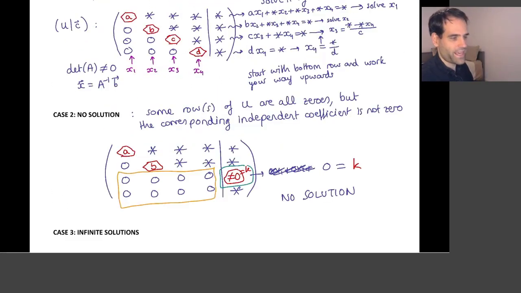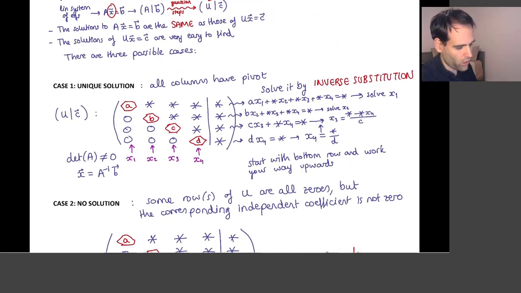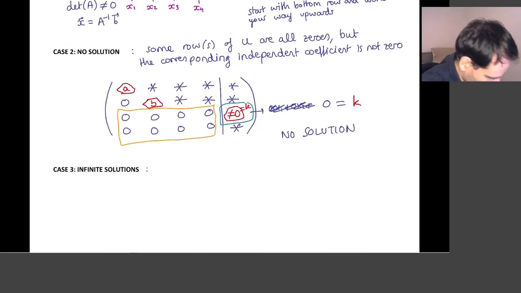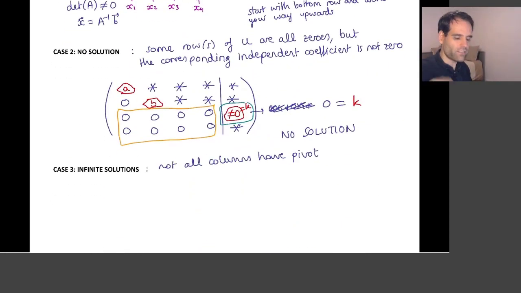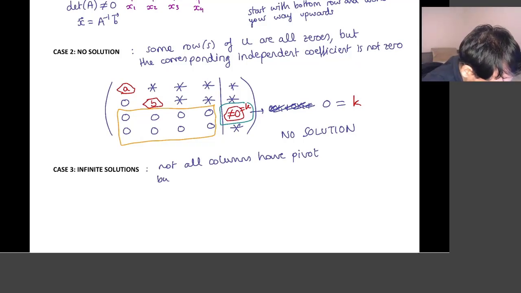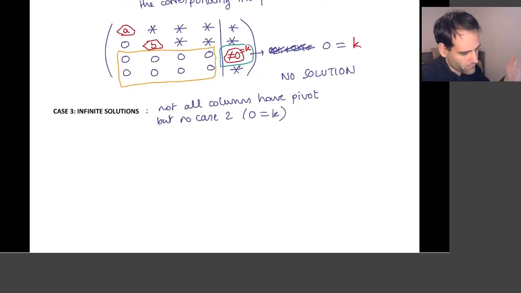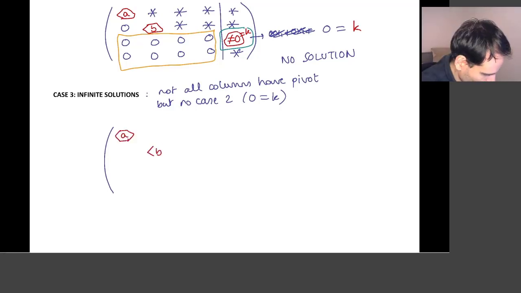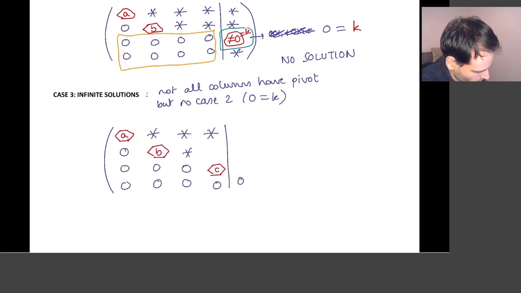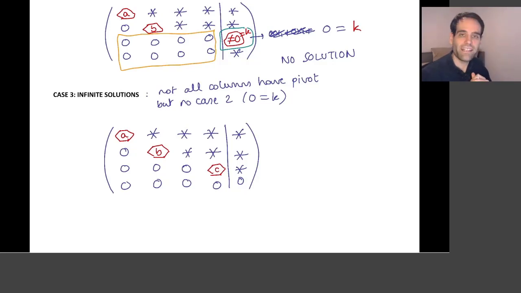And finally, the third case. So this is whenever we are not in case 1, so not all columns have a pivot, but we are not in case 2. So we don't have 0 equals k. So we always have zeros. Whenever a row is all zeros, we have a 0 also on the right. So this is case 3. How would case 3 look like? Let me give you an example. So this would be an example of case 3.